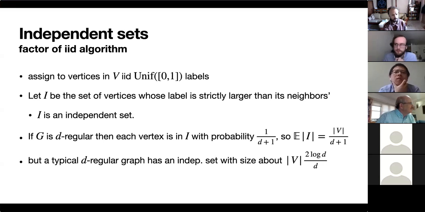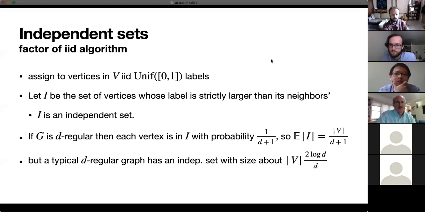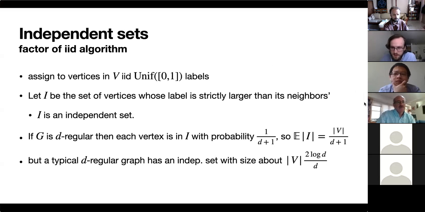So if G is a d-regular graph, then for every vertex, between it and its d neighbors, that's d plus 1 vertices, all of them are equally likely to have the largest label. So the probability that the central vertex is the one that's chosen is 1 over d plus 1. So linearity of expectation tells you that the expected size of the independent set is the size of the vertex set over d plus 1.